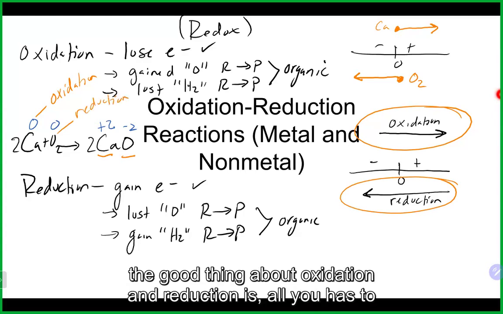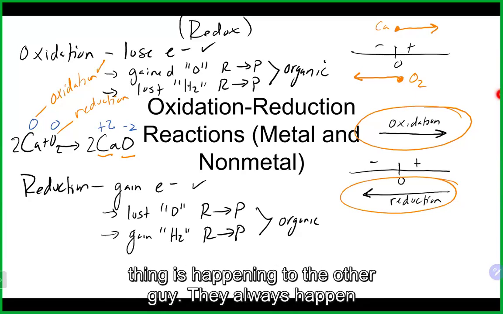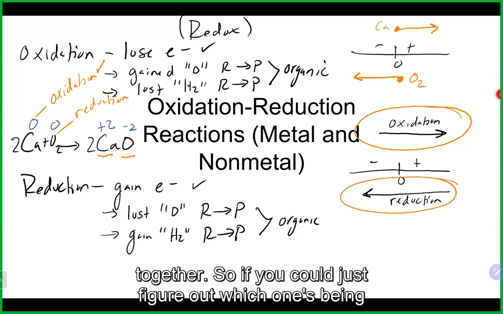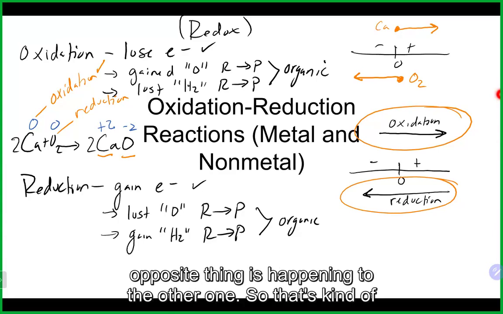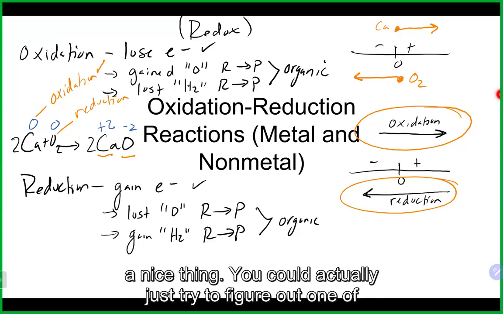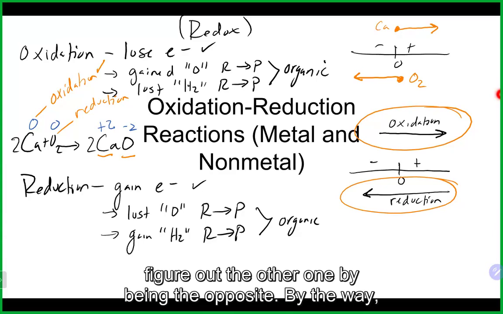By the way, the good thing about oxidation and reduction is all you have to do is figure out one of them. And by default, the opposite thing is happening to the other guy. They always happen together. So if you could just figure out which one's being reduced or which one's being oxidized, by default, the opposite thing is happening to the other one. So that's a nice thing. You could just try to figure out one of them. If you're for sure on that one, then obviously you can figure out the other one by being the opposite.